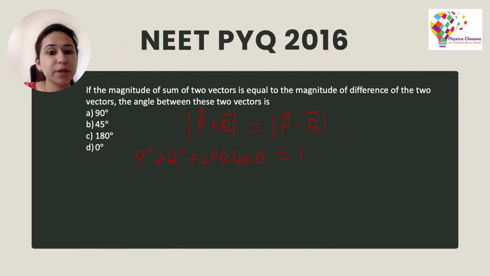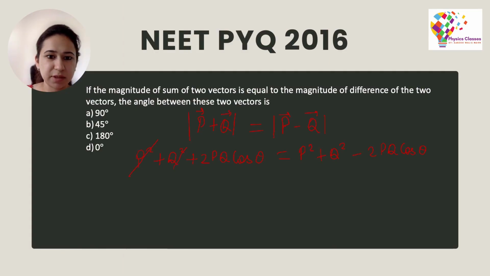And now this one further has to be equal to P square plus Q square minus 2PQ cos theta. That's the magnitude. If we replace Q with negative Q, that is what I would get. The angle between P and Q will not change irrespective of the fact whether I'm adding them or if I'm subtracting, the angle between the two vectors cannot change.